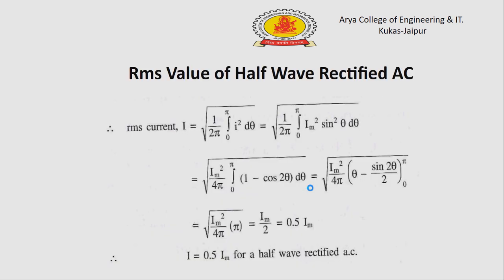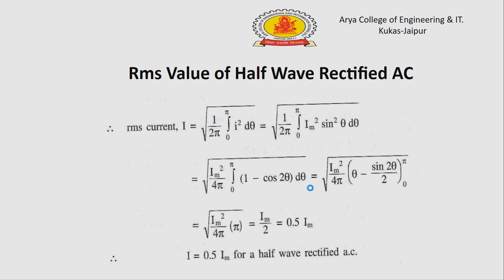Now the RMS value of half wave rectified AC. RMS current I equals root of 1 upon 2 pi integral 0 to pi of I square d theta, equal to root of 1 upon 2 pi integral 0 to pi of Im square sin square theta d theta, because I equals Im sin theta for the AC wave.